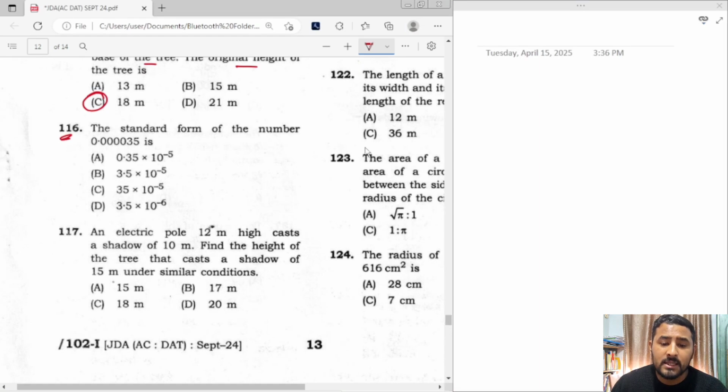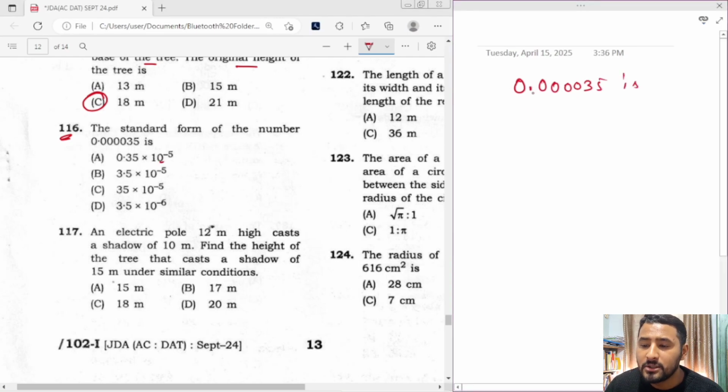116. The standard form of the number 0.000035. Standard form, always use 10 to the power something. Since this is the smallest number, 0.0000, it should come in negative always. How do you do it? You start counting after the decimal point, 1 2 3, and stop where the actual number is coming after 0. Okay, so this 5. So it should be 10 to the power minus 5.